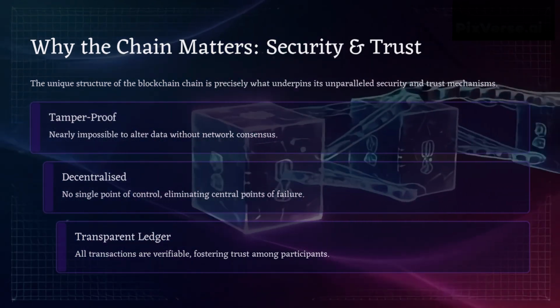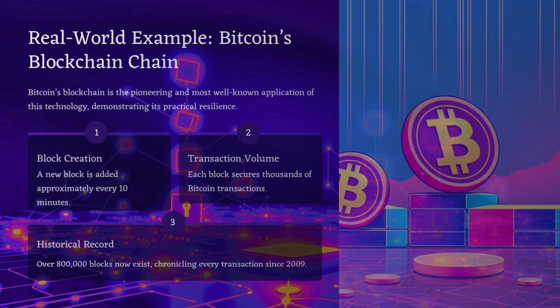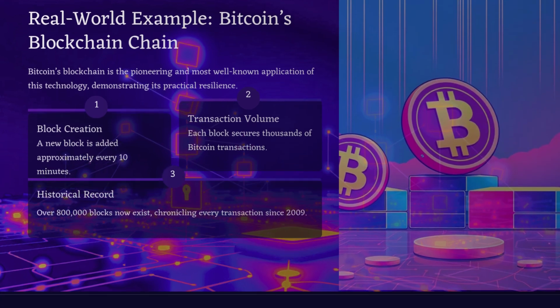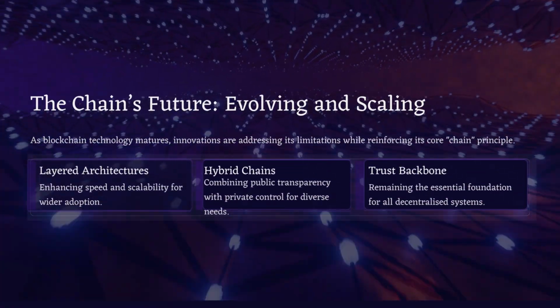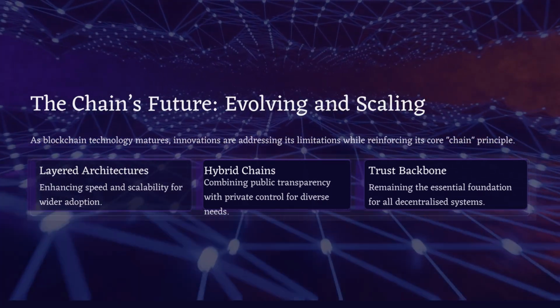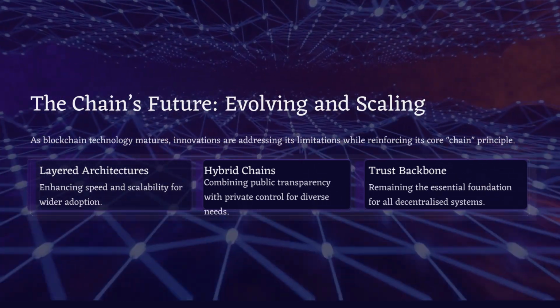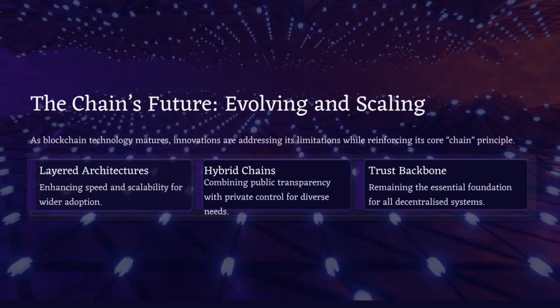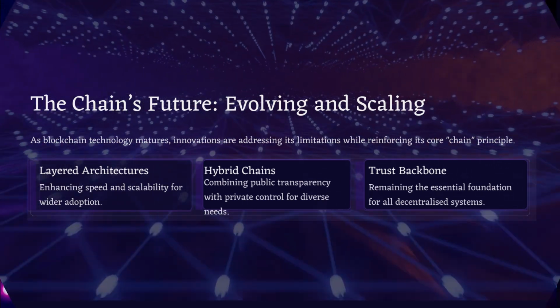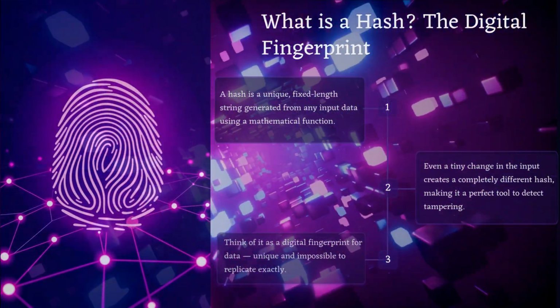So the chain isn't just a connection, it's a timeline of truth. It records everything that's ever happened in the exact order it happened. In fact, Bitcoin's chain has over 800,000 blocks, all perfectly linked since 2009. That's digital history you can't erase. So remember, blocks are the body, hashing is the heartbeat, and the chain is the soul that holds it all together. Now let's talk about the secret ingredient that keeps all this working: hashing.